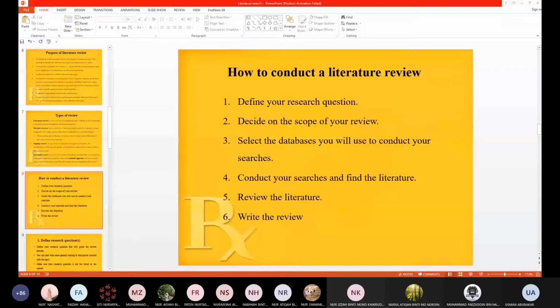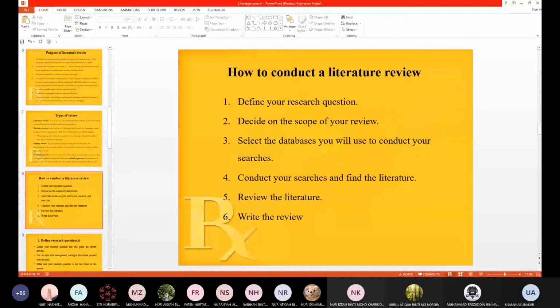To conduct a literature review, you need to have about 5 or 6 things at the back of your mind. The first one, you need to define your research question. What is the topic that you are studying? Suppose you want to look at knowledge, attitude, and perception towards COVID-19. That is your research question. What do people know about COVID-19? What is their attitude towards COVID-19? What is their perception towards COVID-19? So that defines your research question.